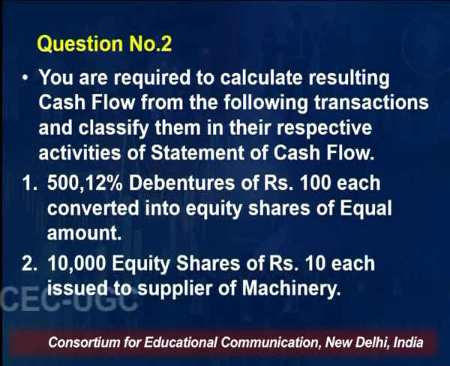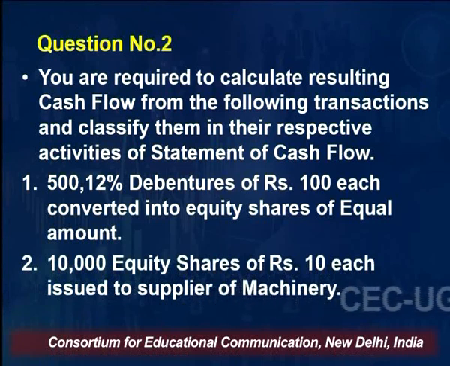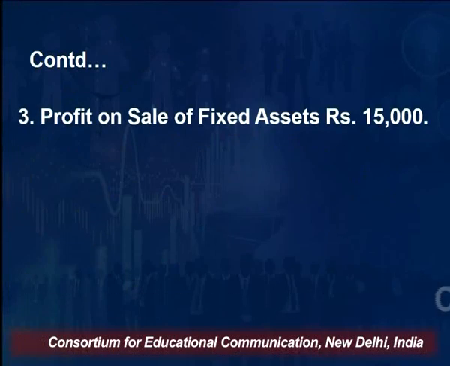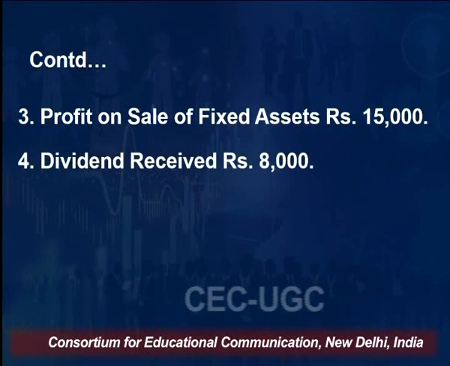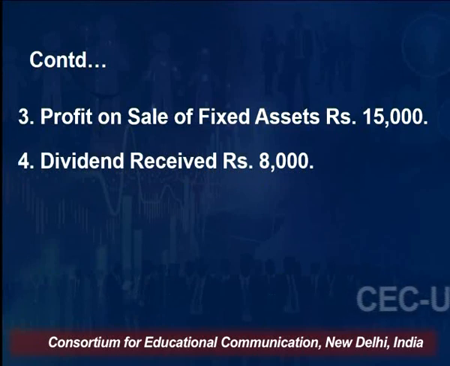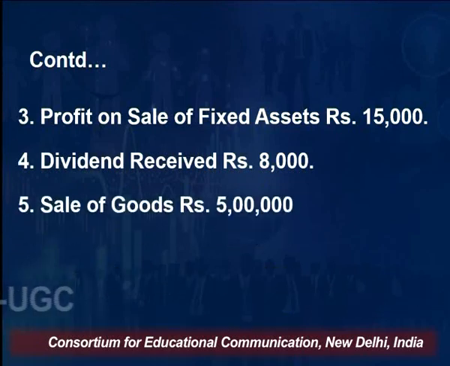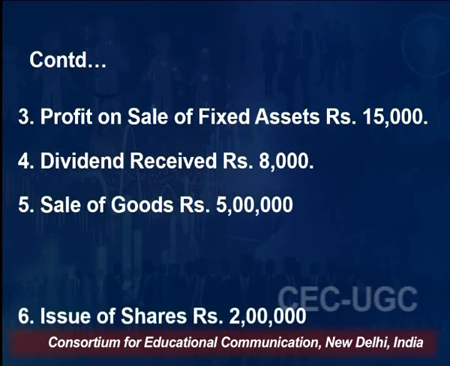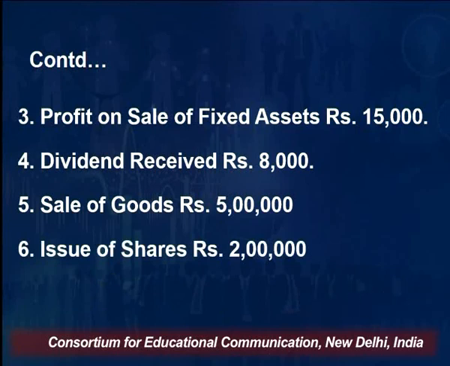10,000 equity shares of rupees 10 each issued to supplier of machinery. Again, you bought machinery and in return as sale consideration, you issued equity shares to the company. So obviously there is no involvement of cash, so we shall not be passing any entry for it. Profit on sale of fixed assets rupees 15,000. You need to think under which activity it shall be classified. Dividend received rupees 8,000. Again think under which activity it shall be classified. Sale of goods rupees 5 lakh. Obviously cash inflow. Which activity, that we shall identify. Issue of shares rupees 2 lakh, cash inflow. Again we have to identify under which activity it should be classified.